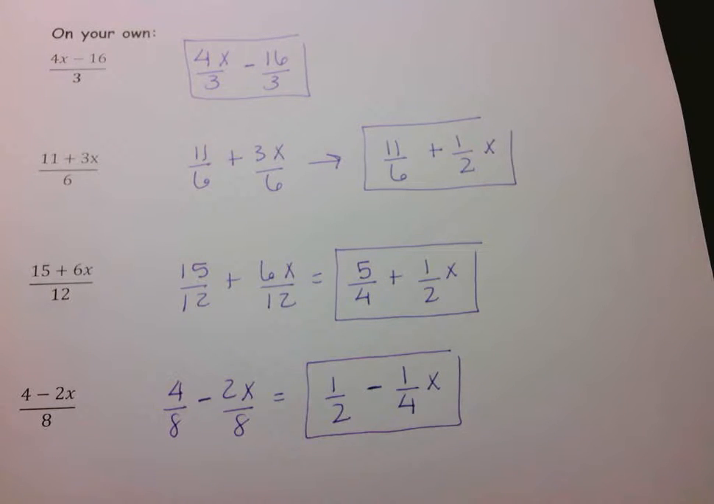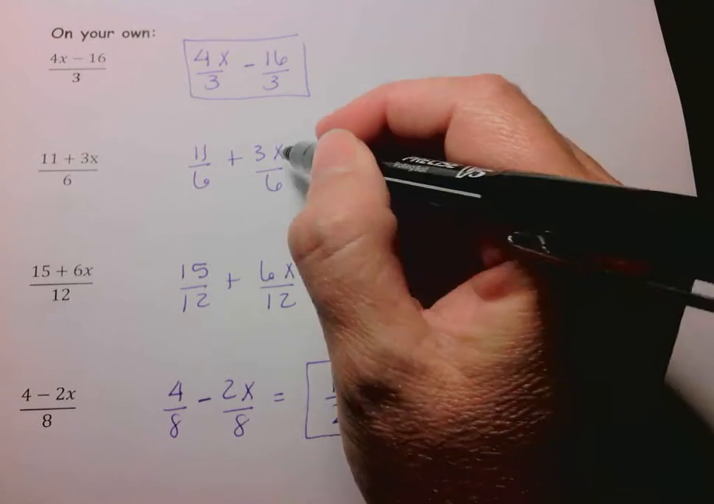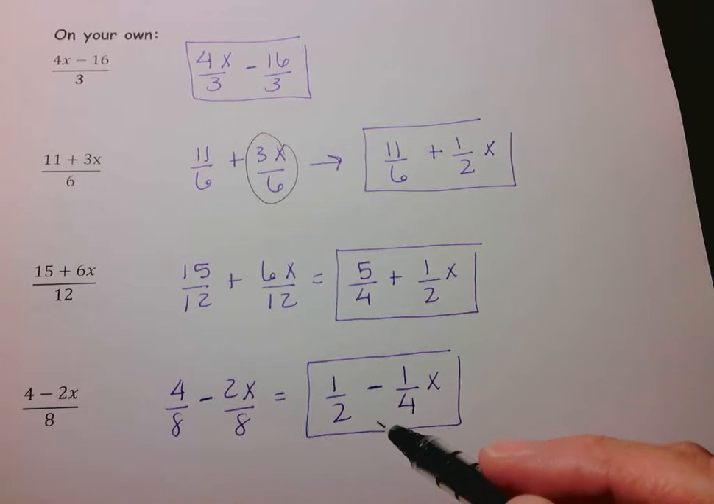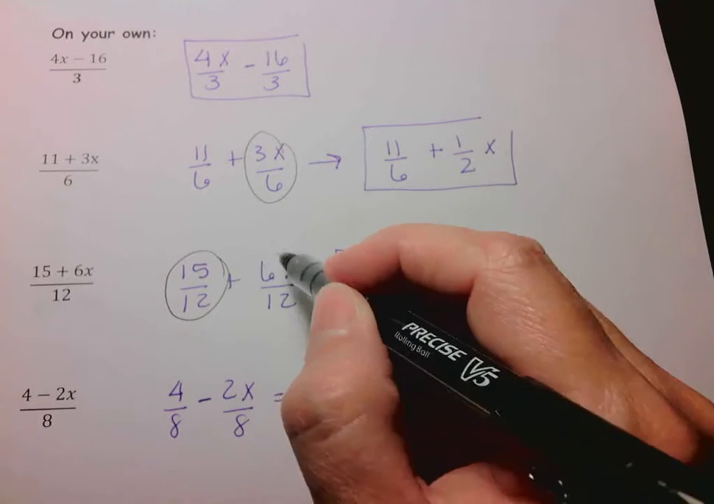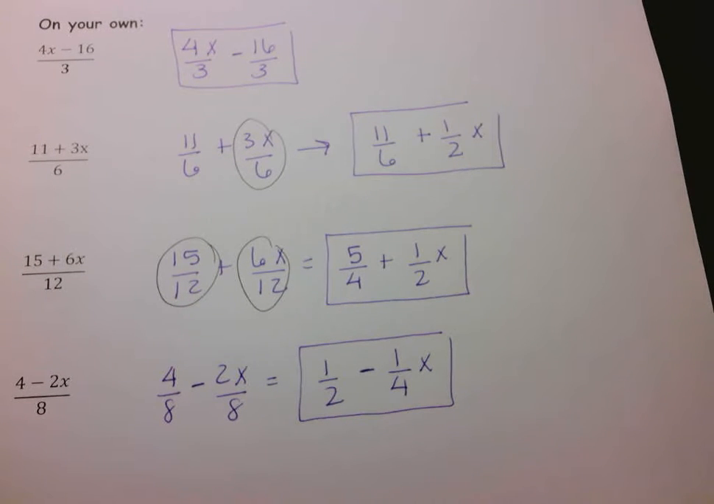Okay, go ahead and look at my answers and compare them with yours. Notice, for example, here, once I broke it up, I can reduce this, and that becomes 1/2. Here, I can reduce both of these, and that becomes 5/4 plus 1/2. So that's why you break it up, because you want to see if there's any term that can be reduced.